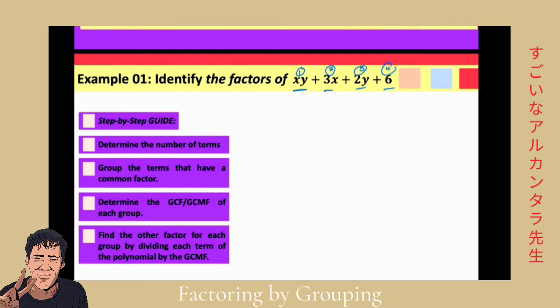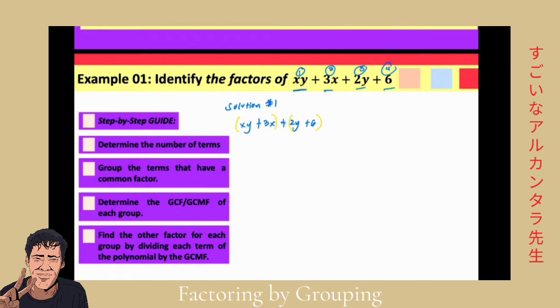If you see in the notes in terms of the step-by-step guide, we group terms that have a common factor. So the first thing that we can do here is the easiest one, wherein we don't have to change the positions of the terms. So let's say that we have xy plus 3x plus 2y plus 6. I'll use a different color so that you can notice it. So xy and 3x can be grouped because they have a similar or a common factor. Same case with 2y and 6.